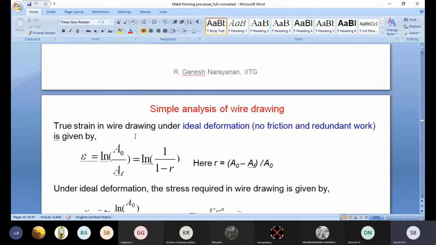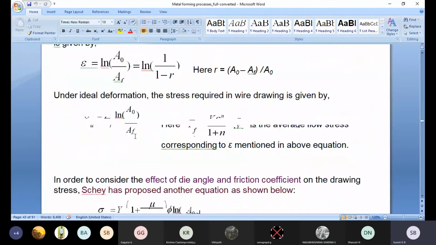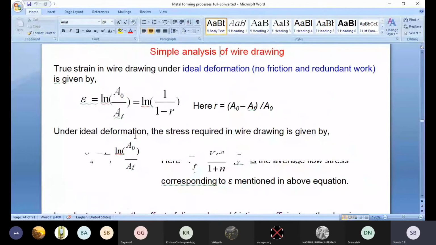Next one, these are all the differences between wire drawing as well as bar or rod drawing. Any doubts? Difference? It depends upon the diameter. The wire diameter is very small compared to rod and bar, and the rod lengths are very small compared to wires.